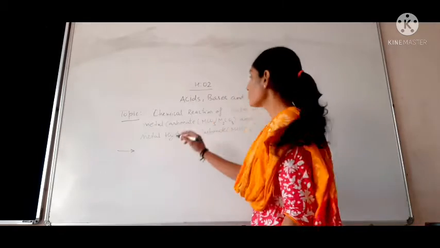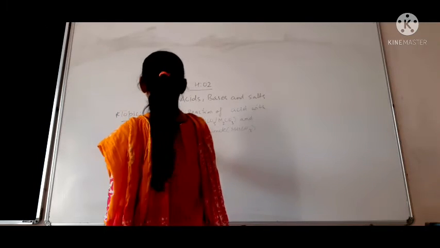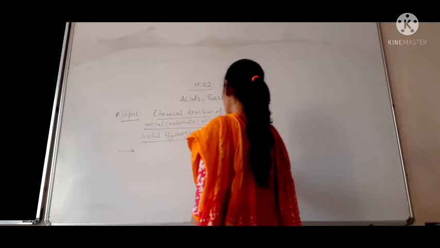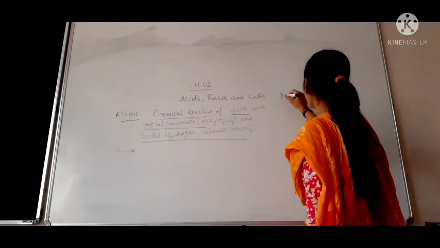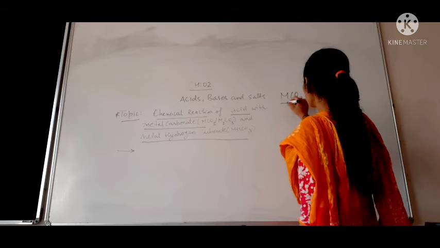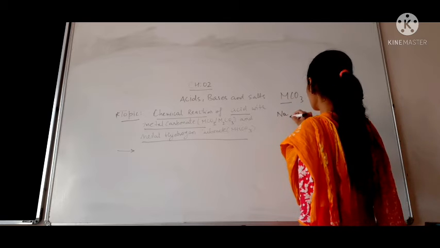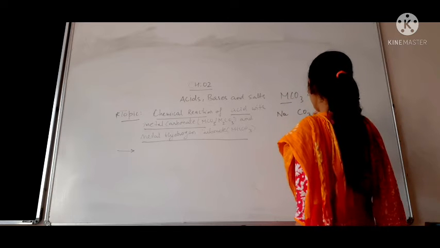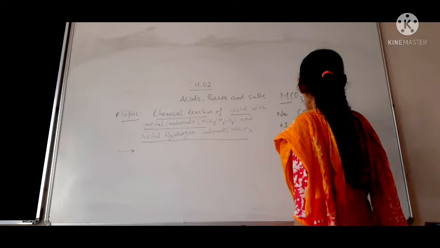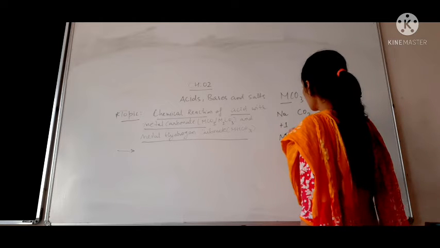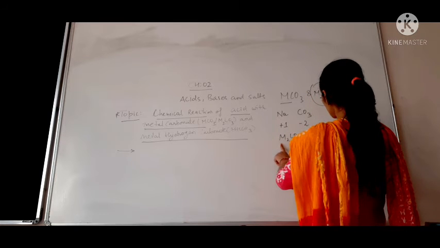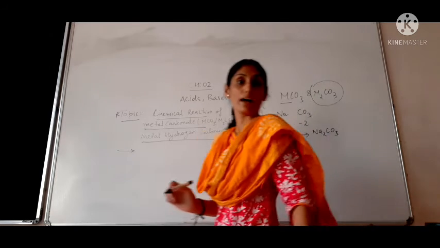Today we learn a new topic, a new chemical reaction: the chemical reaction of acid with metal carbonate and metal hydrogen carbonate. Children, see, why I have written MCO3 and M2CO3. Suppose M is for metal, and I am taking sodium as the metal. When forming the formula, sodium has valency +1 and carbonate has -2. So I get the formula M2CO3, where M is Na, so we write Na2CO3, that is sodium carbonate.